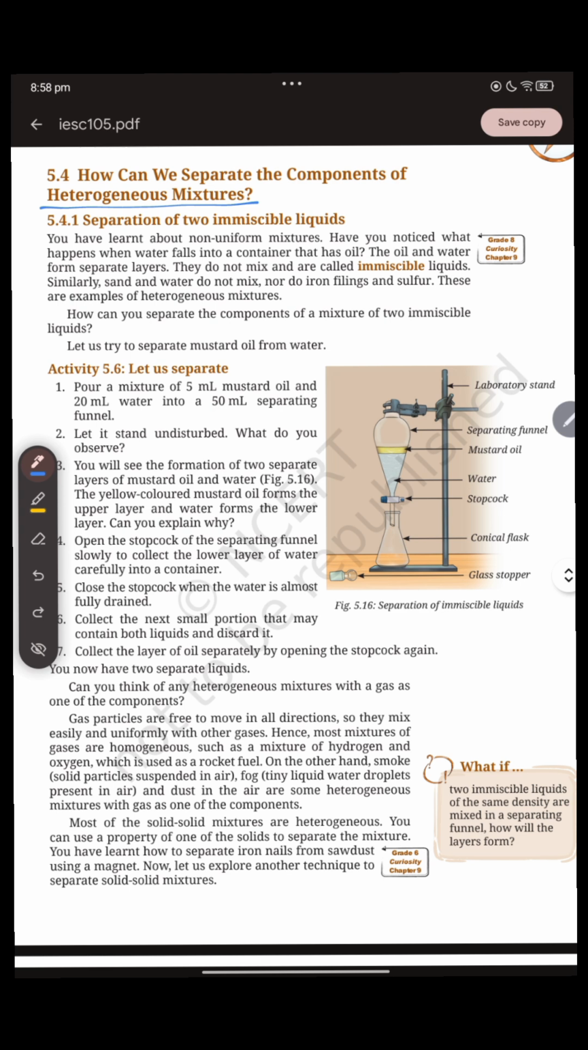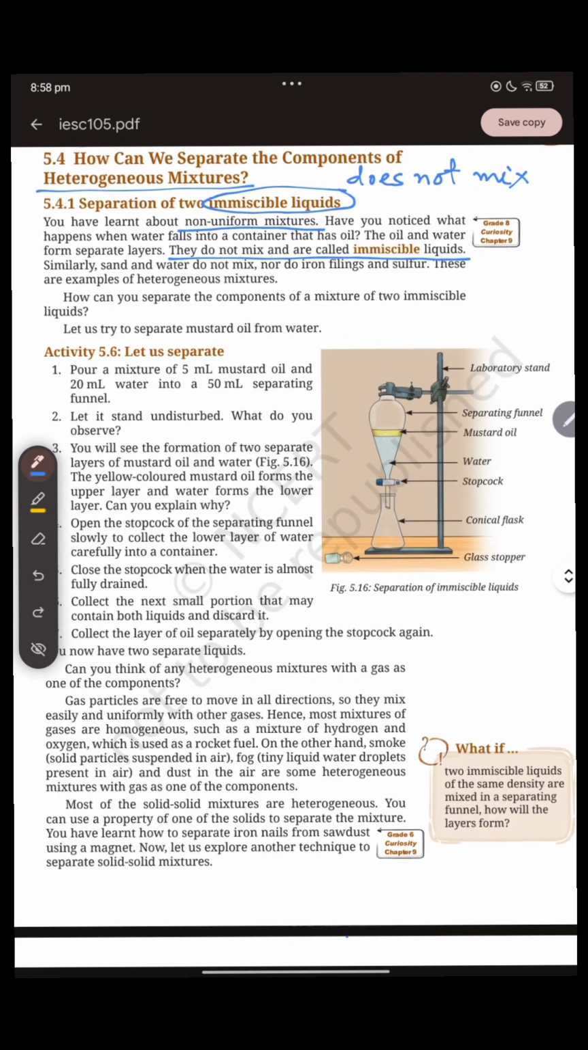Now, separation of two immiscible liquids. What is the meaning of immiscible liquids? Immiscible means that which does not mix. That is known as an immiscible liquid, and so they are non-uniform mixtures. They do not mix. Now, if they are immiscible liquids, how can you separate them? You can separate them based on the properties of the liquids.